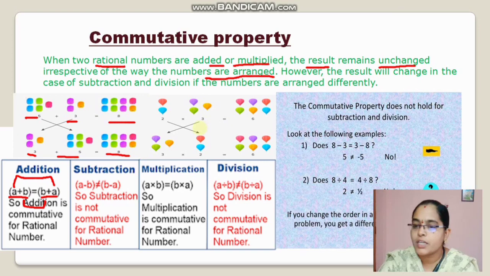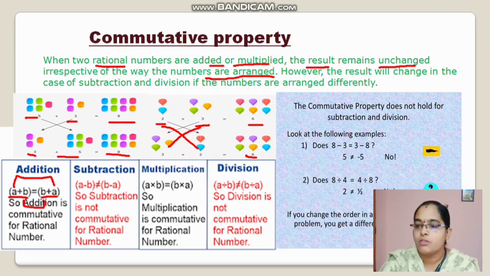See one more example regarding multiplication. First I am multiplying 2 with 3. The result is 6. And then I am changing the order. Now I am multiplying 3 with 2. Here also the result is 6. When we change the order of the operands, the result did not change. So this property is called commutative property.